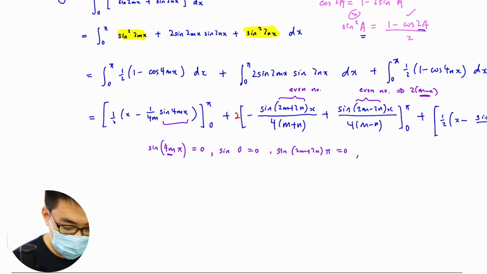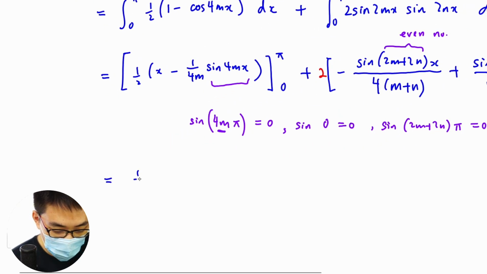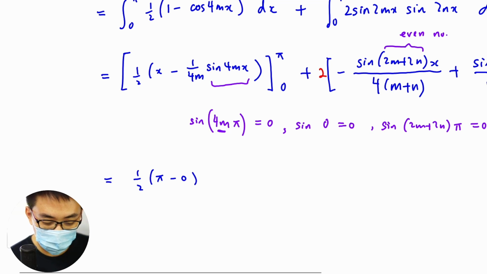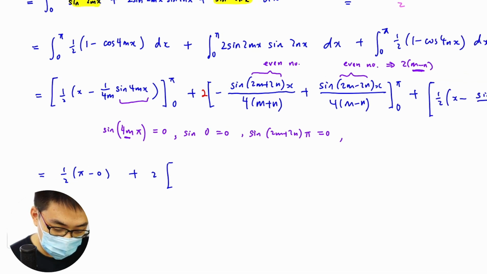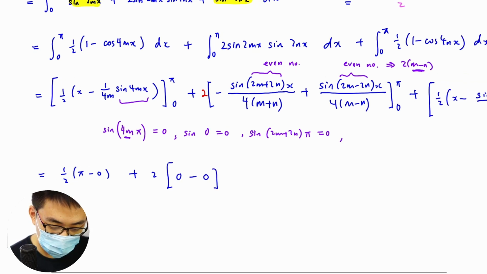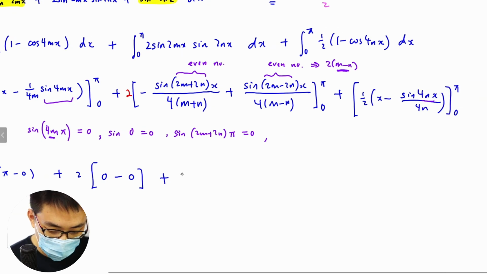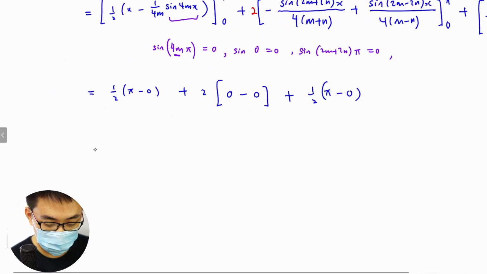So conveniently, this whole thing will just be half pi minus 0. Then the next thing is 0. So 2 minus sine 0, oh, this is 0. Oh, everything is 0. Wow, okay. Then the next one will be 0, 0, 0. Wow, okay. So what is left is just pi.